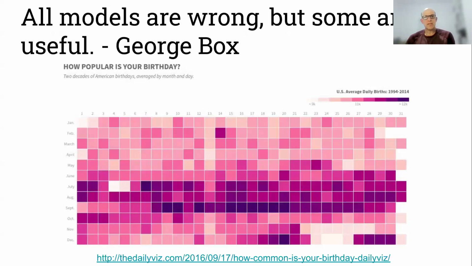And the thing is that not everybody is born on an average distribution of the days that you are born, especially if you're born on March 29, right? This is reducing the odds that you're going to have someone with the same birthday.